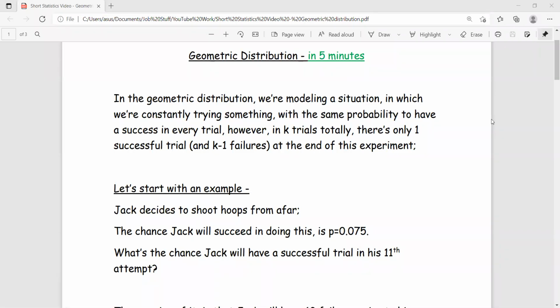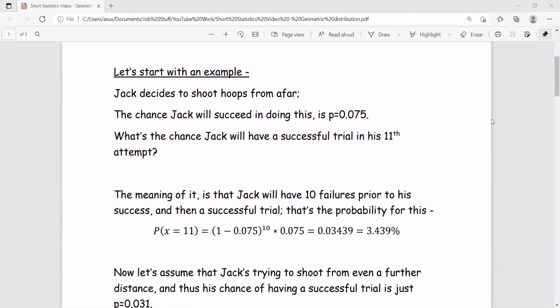Today we'll talk about the geometric distribution. In the geometric distribution, we're modeling a situation in which we're constantly trying something with the same probability to have a success in every trial. However, in K trials totally, there's only one successful trial at the end of the experiment and K minus 1 failures. Let's start with a simple example.